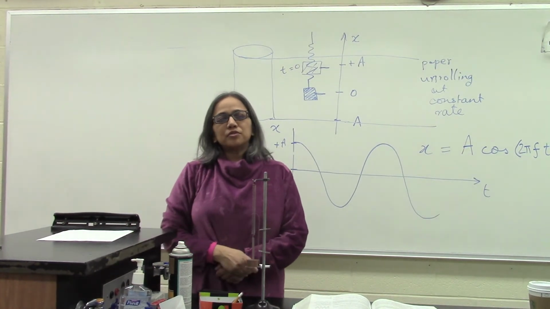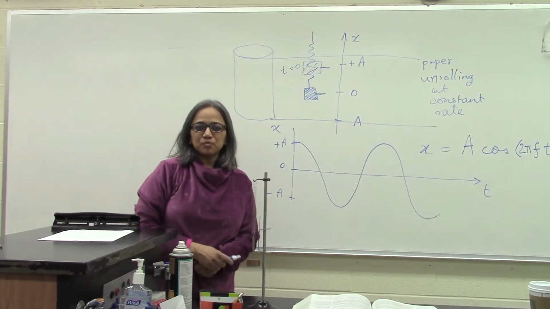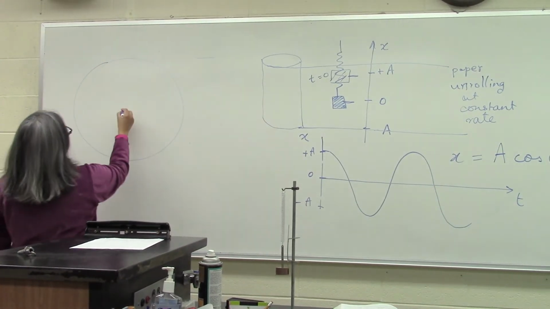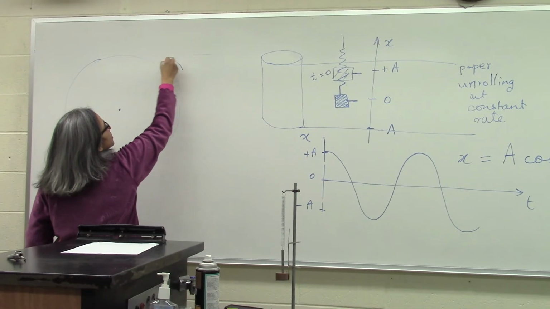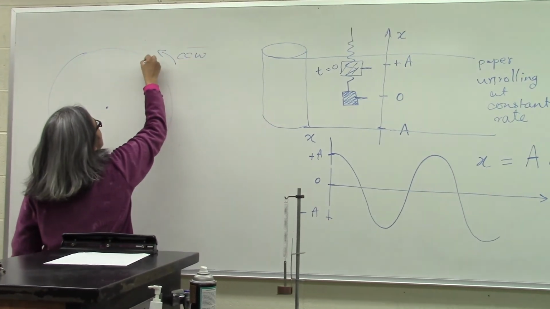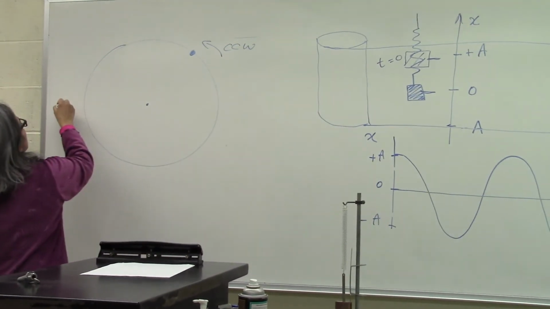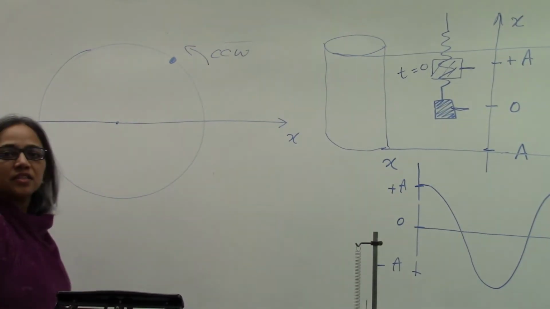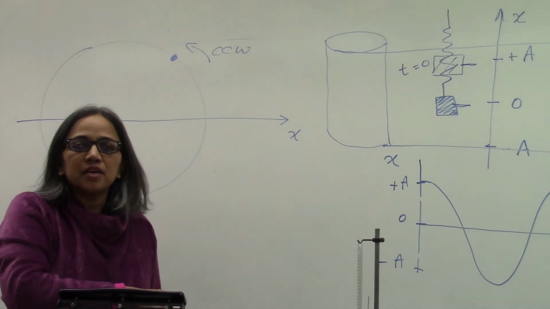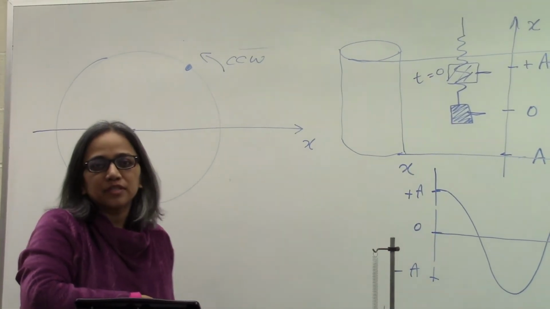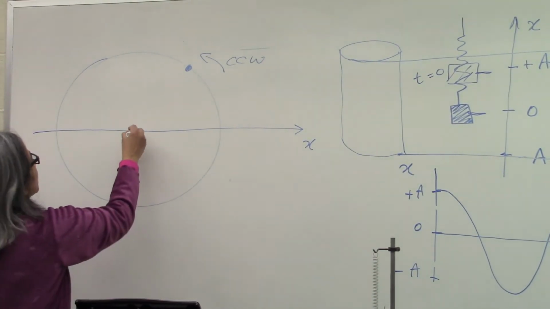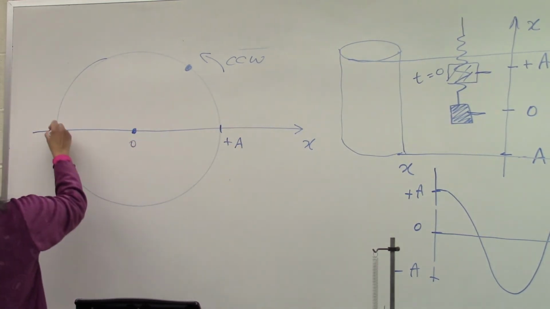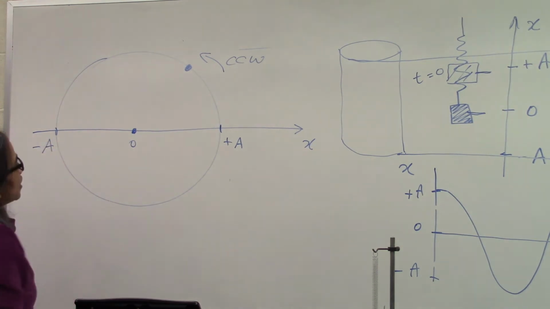So what I want you to imagine is a mass moving in a circle, and it's moving counterclockwise. Let's say it's about here at this moment. Let's call this the x-axis, and let's say that the circle has a radius capital A. It's not a coincidence. That's going to turn out to be the amplitude of the oscillator. So this is plus A, x equals 0, this is minus A.